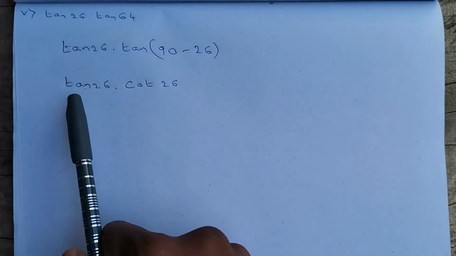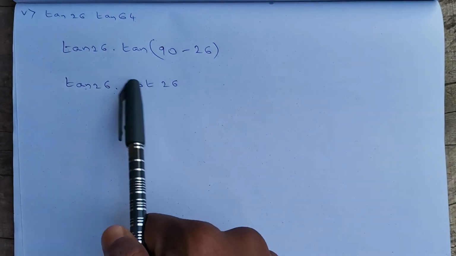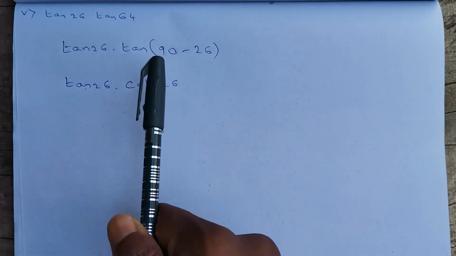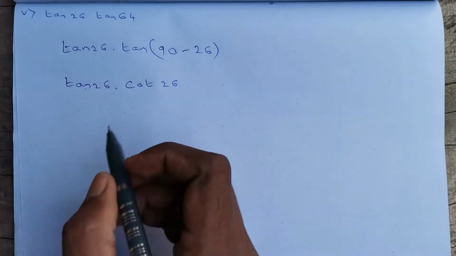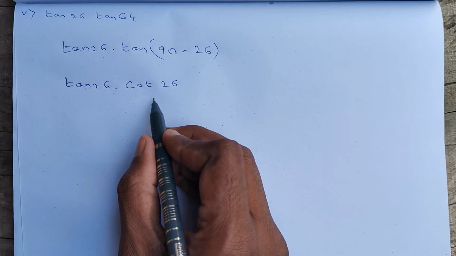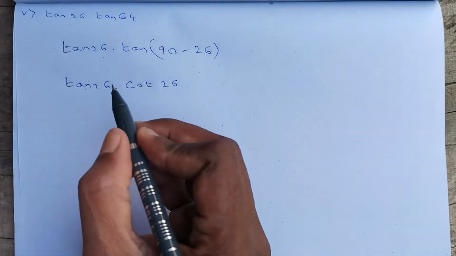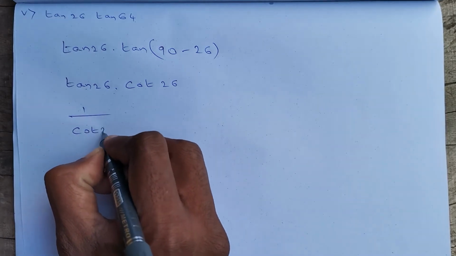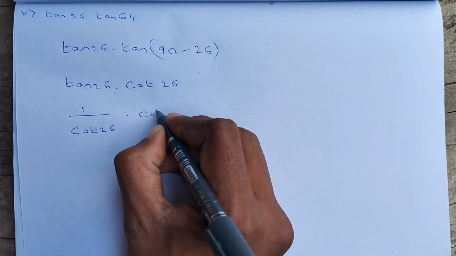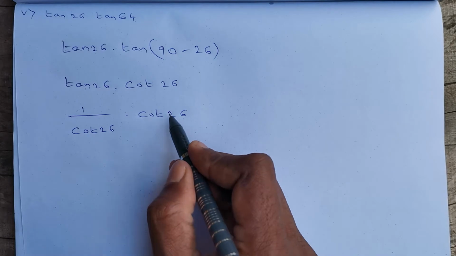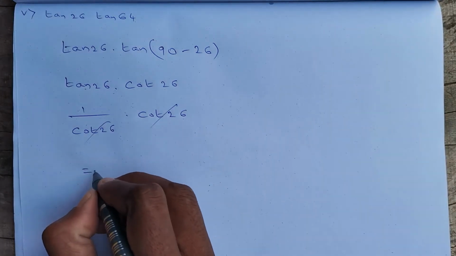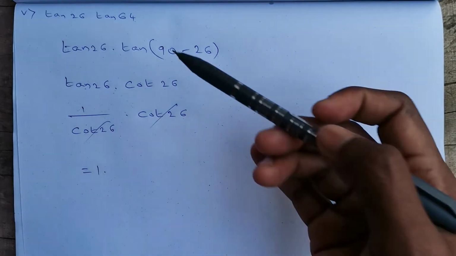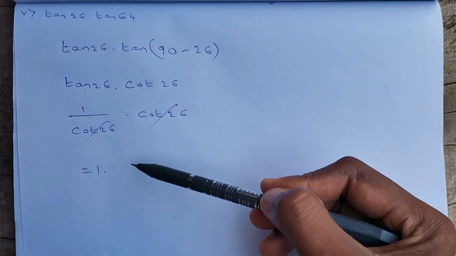Now here is a relation between tan and cot. Tan is the reciprocal of cot, or cot is the reciprocal of tan. So the second one I am keeping as it is, and I will change the first one. Tan 26 can be written as 1 by cot 26, into cot 26. Here the cot 26 terms both get cancelled, so we remain with 1. Tan 26 into tan 64, the value is 1.